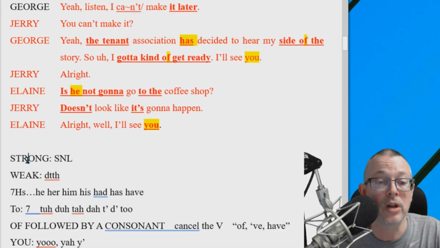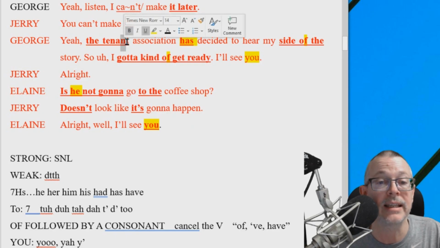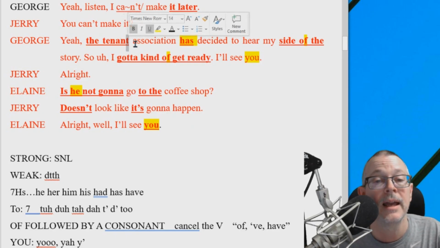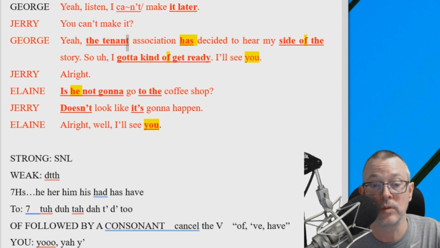We have strong sounds, S and L. We have weak sounds, D, T, TH. These strong sounds can cancel the weak sounds, and that's exactly what happens right here. This N is a strong sound. It cancels the T, okay? And what happens is, the next word is "association." This N actually links over here. So we have "tenant association." Yeah, the tenant association.